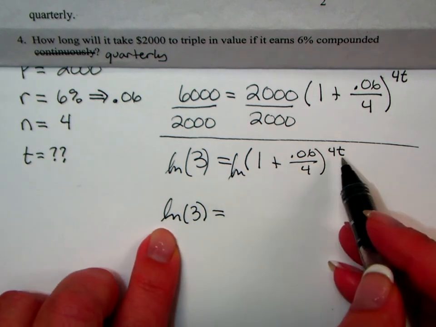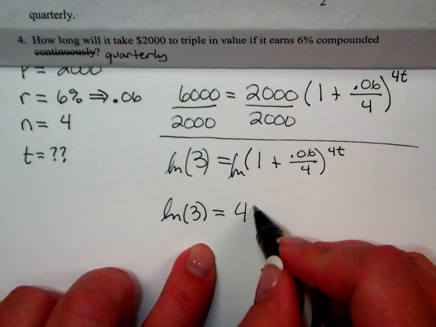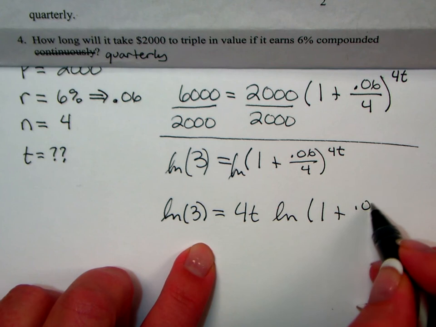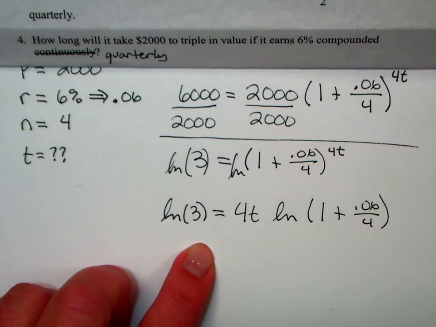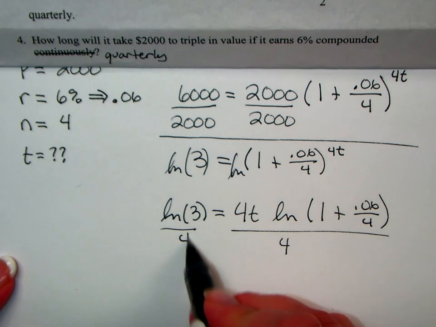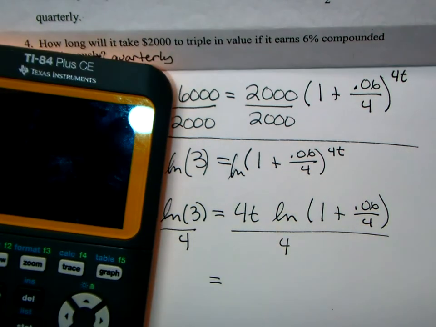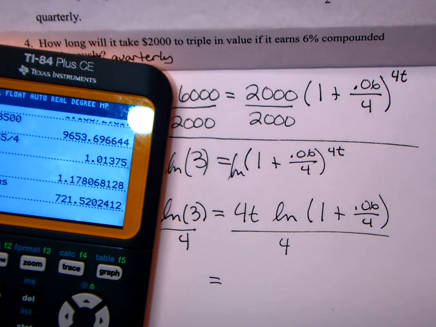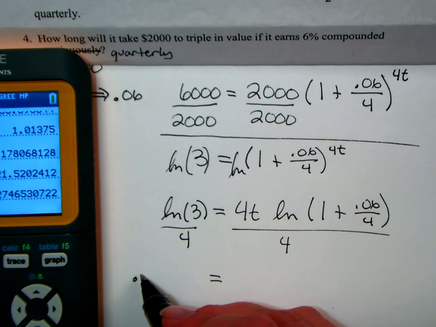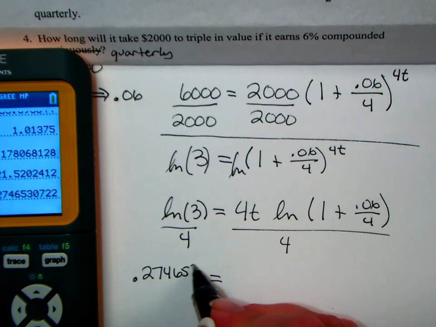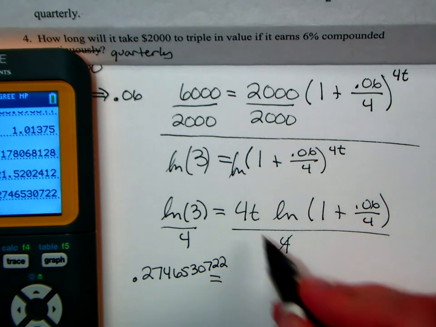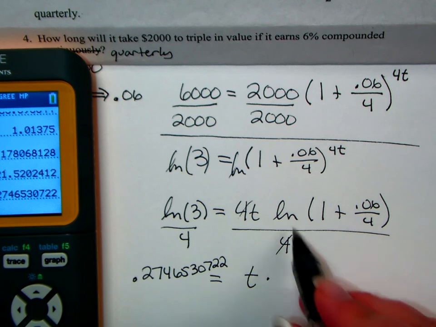So I get ln of 3 equals ln of this. The reason we ln the function is because that brings the power down. So just go with me here. I get 4t times ln of 1 plus 0.06 divided by 4. Now I'm going to divide by 4 here, so I get ln of 3 divided by 4, and I'll write down that decimal. Since I divided by 4, it cancels, and now I have t times ln of this number.